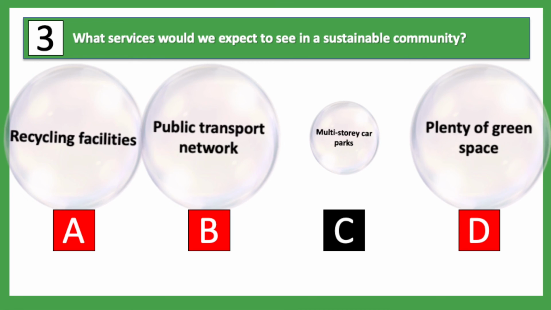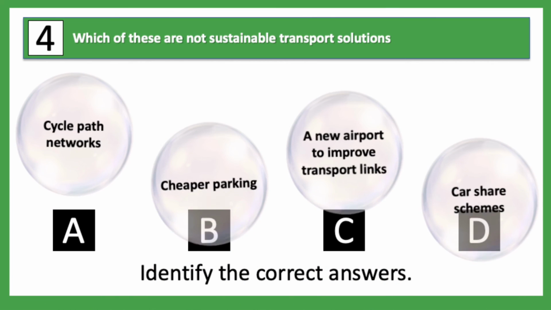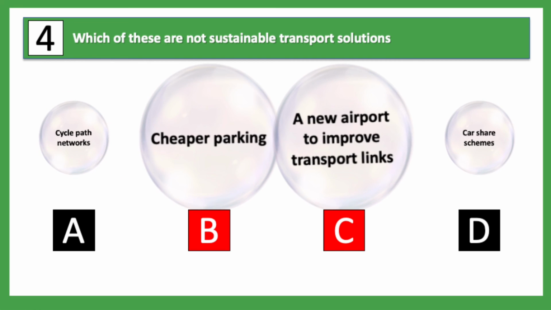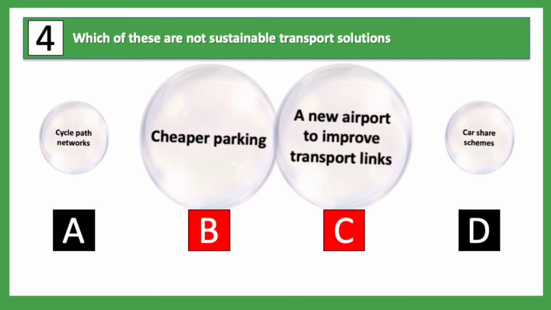Now, obviously, we don't want multi-storey car parks because they encourage car usage. Number 4. Which of these are not sustainable transport solutions? Cycle path networks, cheaper parking, a new airport to improve transport links, and car share schemes. So which of these are not sustainable transport solutions? Okay, let's have a look. It is cheaper parking and a new airport to improve transport links. So obviously both of those would be bad news for the environment.